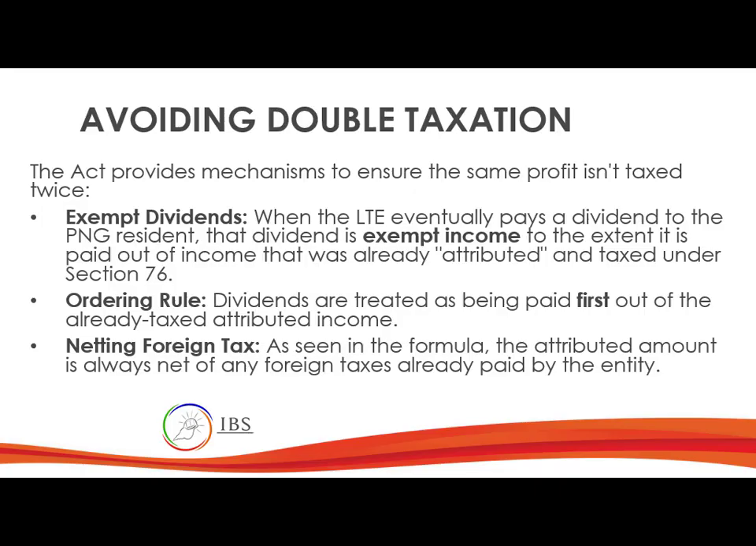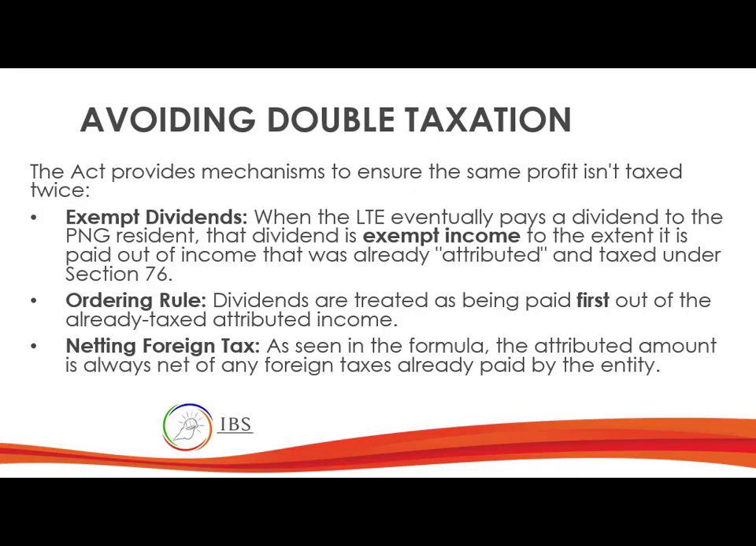All right. Avoiding double taxation. That provides a mechanism to ensure the same profit isn't taxed twice. So except for dividends, when the LTE eventually pays the dividend to a PNG resident, that dividend is exempt. Of course. Why? Because they already taxed it. Remember, dividend is a share of profit. If they already taxed the profit, why would you tax the dividend? That's double taxation. So that dividend will be tax exempt.